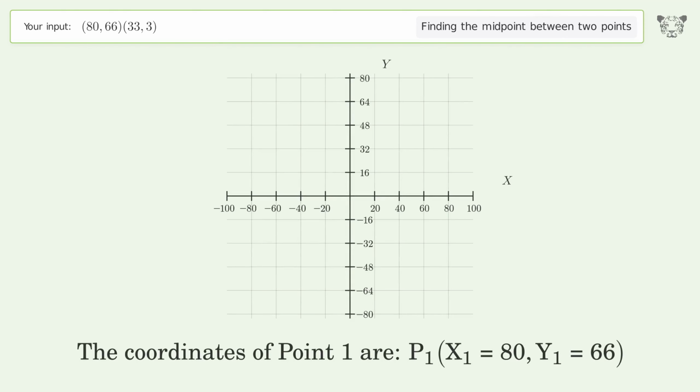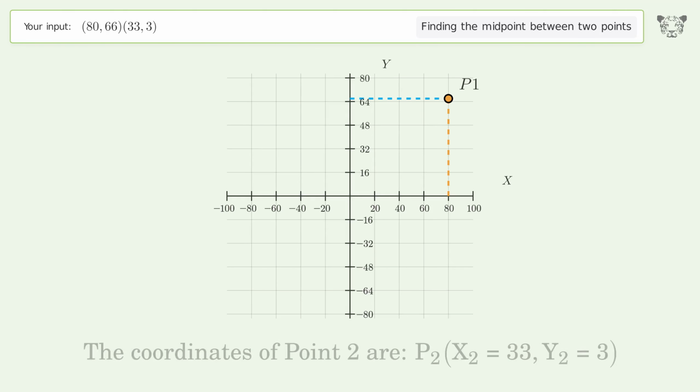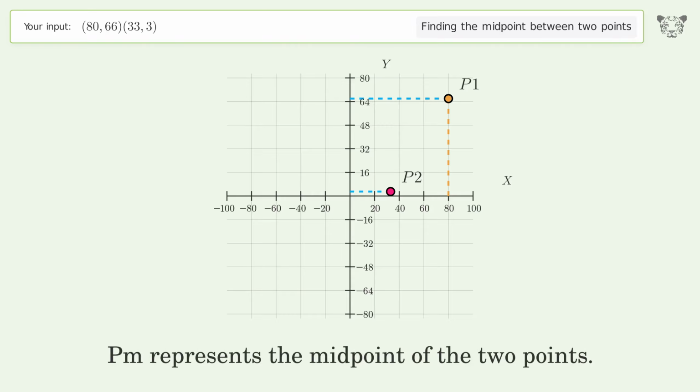The coordinates of point 1 are x1 equals 80, y1 equals 66. The coordinates of point 2 are x2 equals 33, y2 equals 3. PM represents the midpoint of the 2 points.